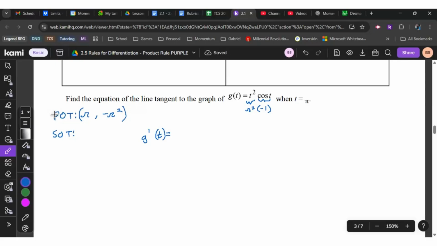Because if I plug in pi for t, then it's just pi squared. Okay? Now, we need to come up with our u and v again. So let's make the t squared u, and let's make cosine v. Does it help you guys if I write on the side what the derivatives are? Yes? All right. So u is t squared. U prime is therefore 2t. And then v was cosine of t, which means that v prime is negative sine t.